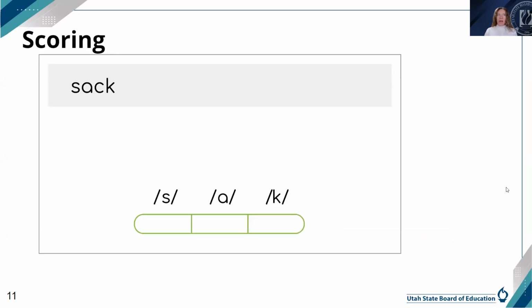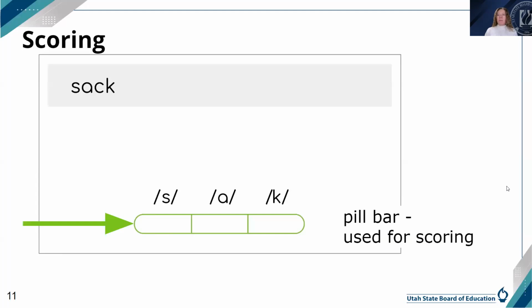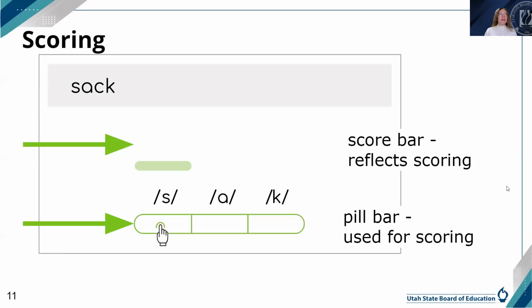Let's look at how the scoring works. So that bottom bar, the pill bar, is used for scoring. As you tap or touch in that bar, you will see an upper bar appear, which reflects the scoring. Green means correct, red means incorrect. Blank means the student skipped it.